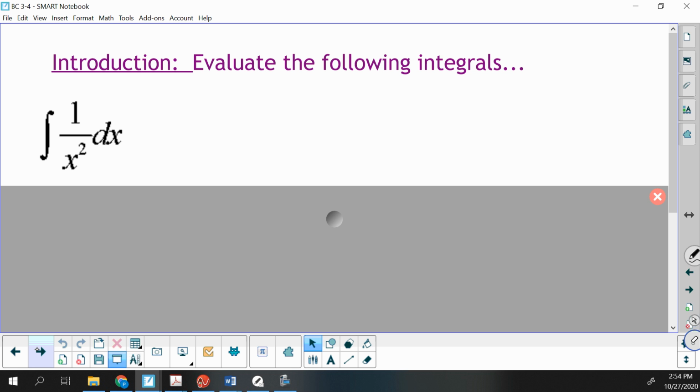All right, so today we're in the notes packet on day 4. So we're going to start by doing this integral. We would rewrite this as the integral of x to the negative 2 dx. So exponent goes up 1, we'll have x to the negative 1, divide out front by negative 1, and then we'll have a plus c. So in other words, this is negative 1 over x plus c.